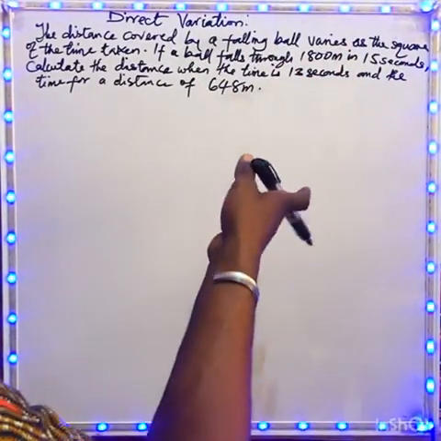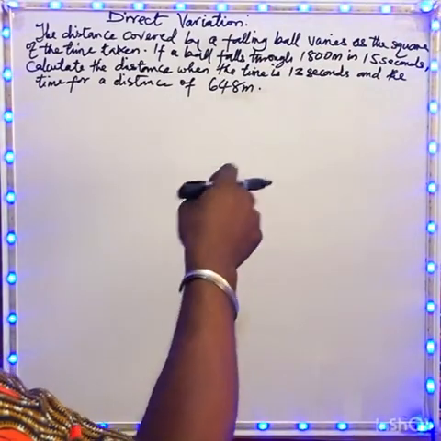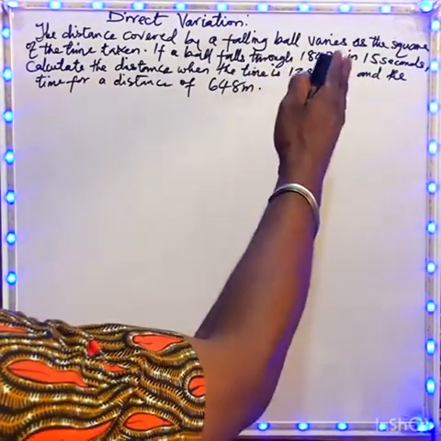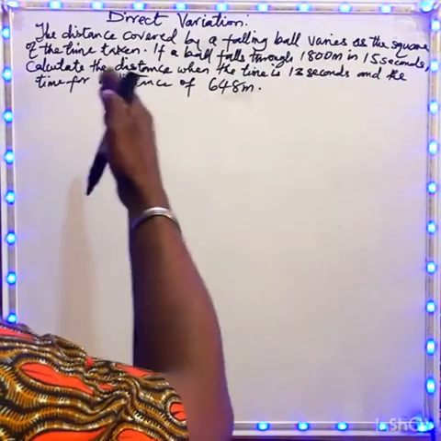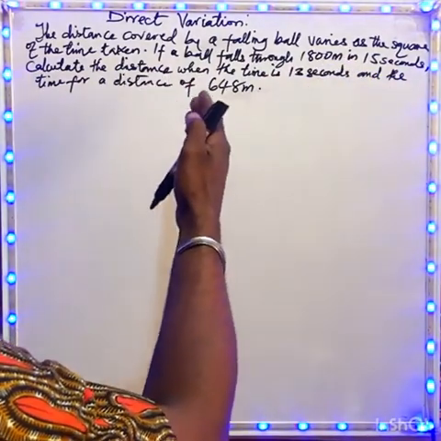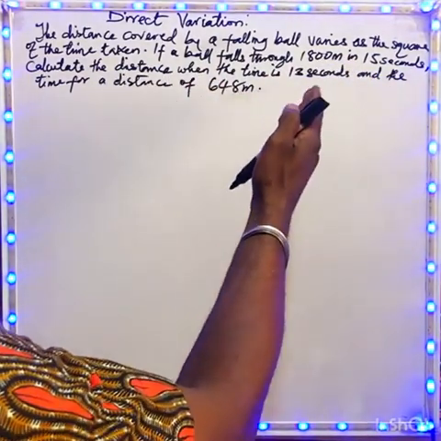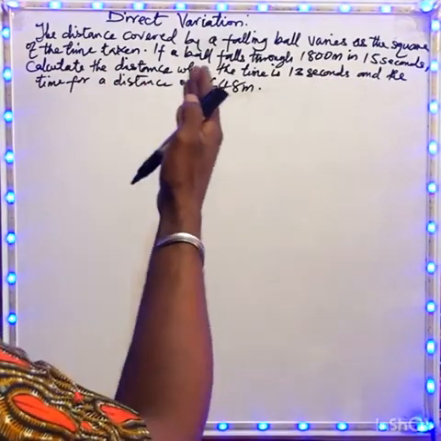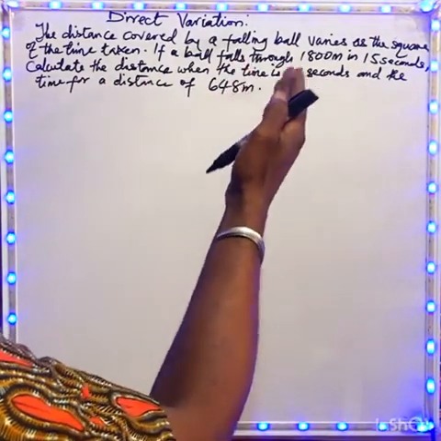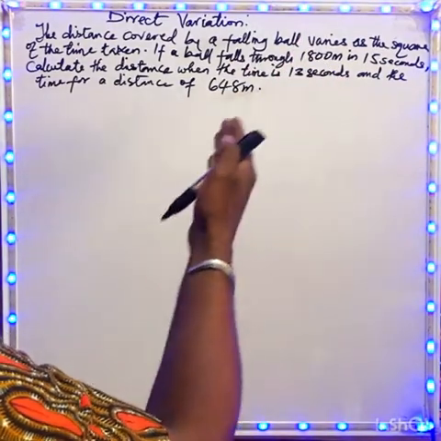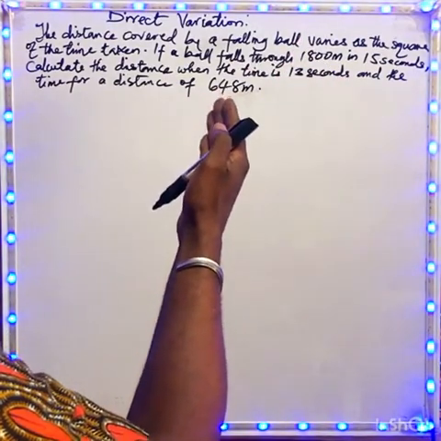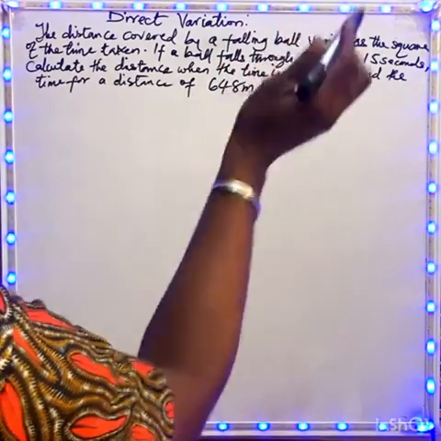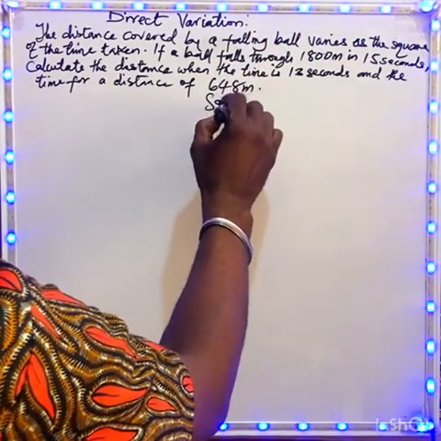We have another problem on direct variation. They say the distance covered by a falling ball varies as the square of the time taken. If a ball falls through 1,800 meters in 15 seconds, calculate the distance when the time is 13 seconds and the time for a distance of 648 meters. Let's approach that solution.